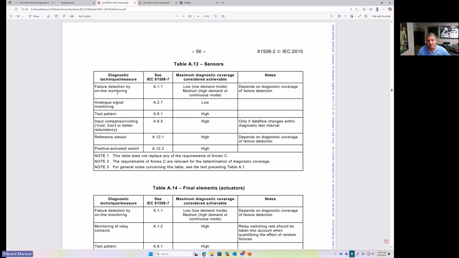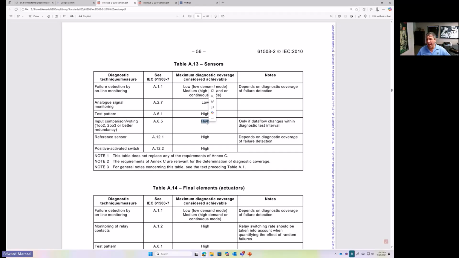says for sensors, these are the diagnostics that are commonly used. Failure detection by inline monitoring, analog signal monitoring, test patterns, input comparison, reference sensors, positive activated switches. And for all of these diagnostic techniques, what is the maximum diagnostic coverage considered achievable? Well, you'll notice it says, for this, it could be low or medium. For this, it could be low. For this, it's high. And we were talking about input comparison by voting redundancy. 61508 says that is high.